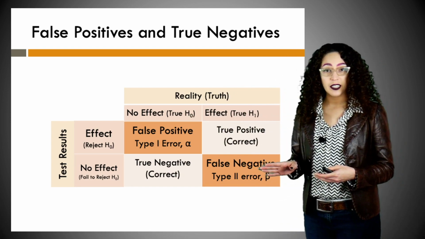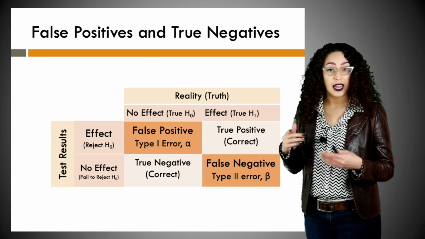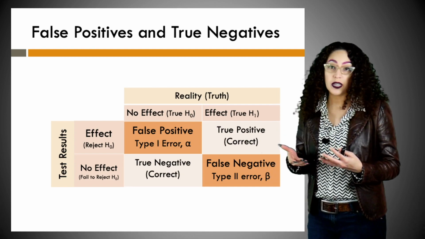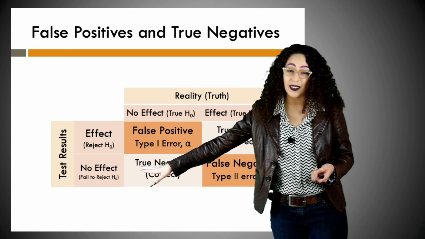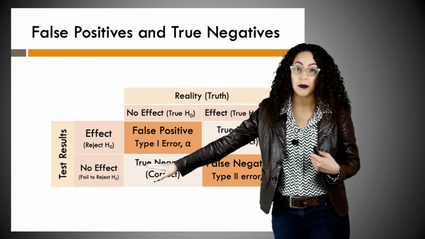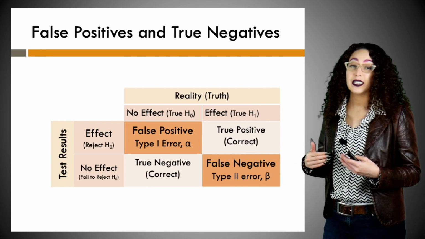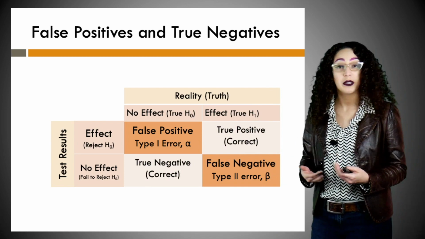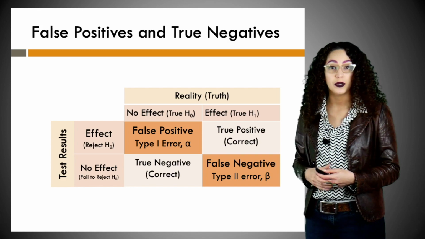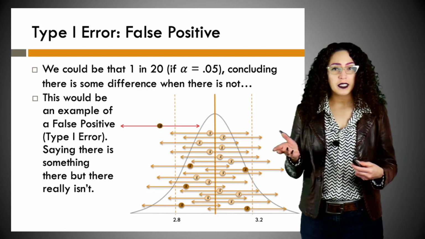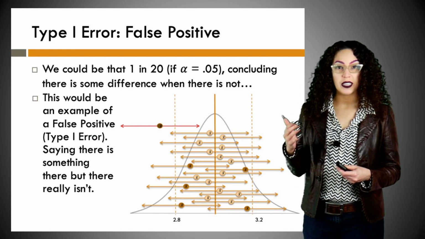Now, a false negative, let's say that in reality that drug does work, but for whatever reason your test did not find an effect, so you failed to reject the null hypothesis, then you have a false negative. You said that nothing was there and it had no effect, but in reality it does, and that's a type 2 error.